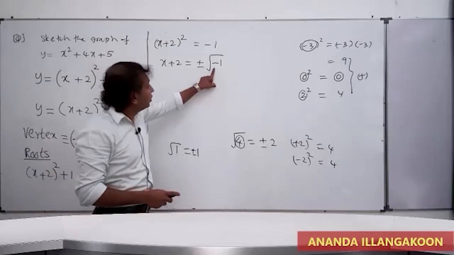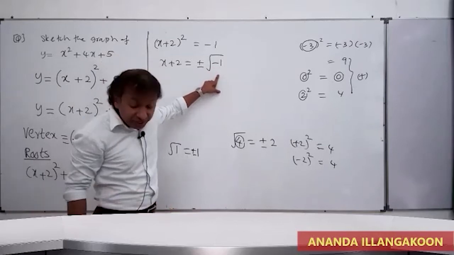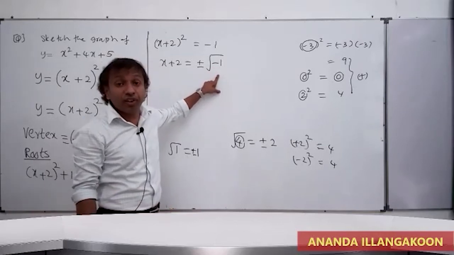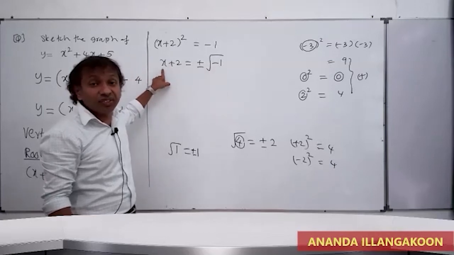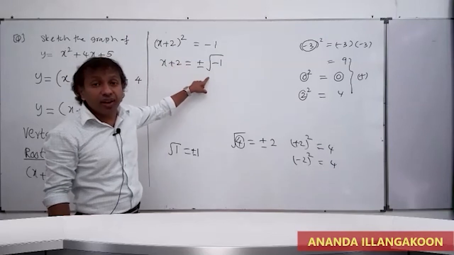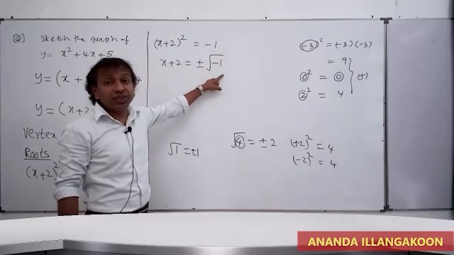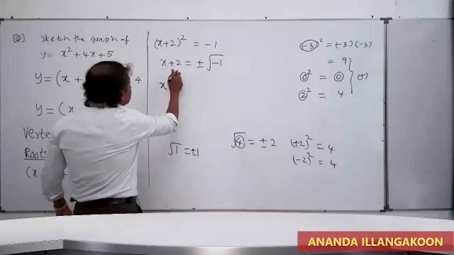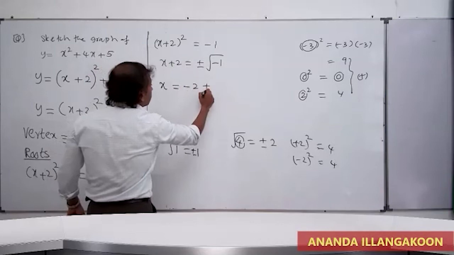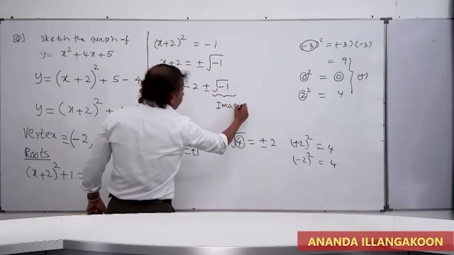So therefore, people, this value we can't find. This value is called an imaginary value. Since this cannot be found, for this x we can't find an answer in real numbers, because this is not real. This is imaginary. We can't give an answer for this by real numbers. So we can take this to the right hand side: x equals minus 2 plus or minus an imaginary value.